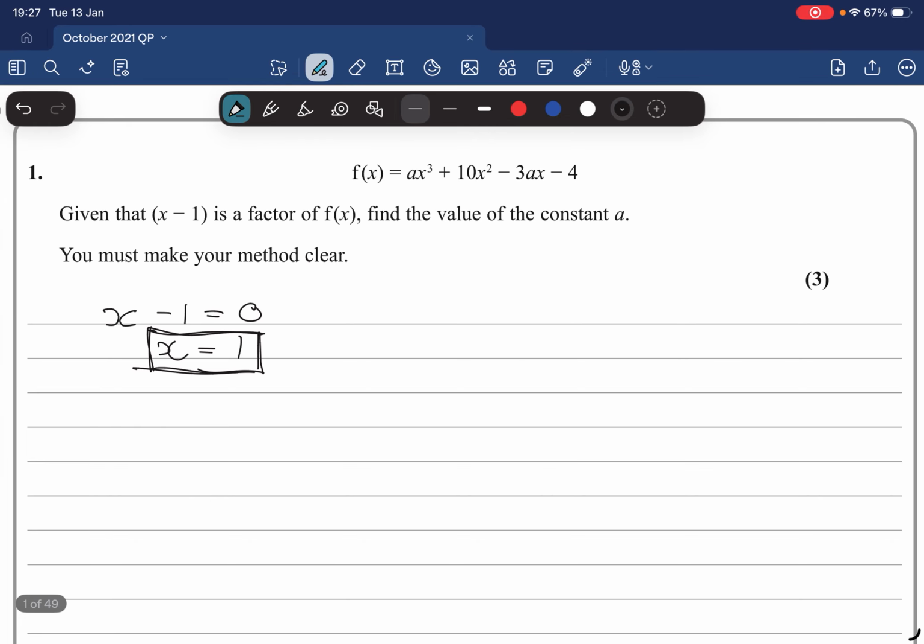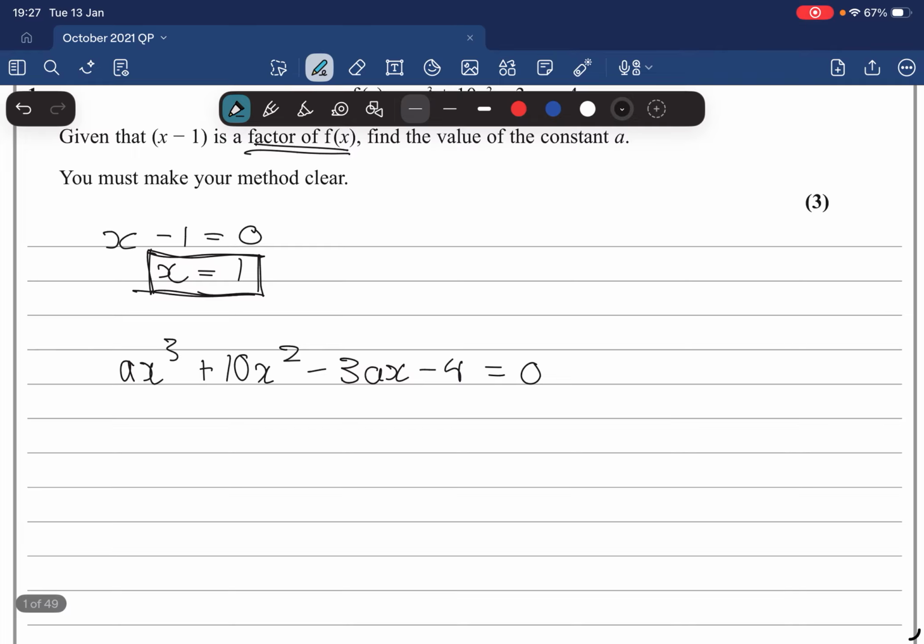We know that it's a factor. So what does a factor mean? Factor means basically it's equal to 0. This equation is equal to 0: ax cubed plus 10x squared minus 3ax minus 4 is equal to 0, guys. When it says that, it's equal to 0. So we substitute x equals 1 into each x, making a times 1 cubed, plus 10 times 1 squared, minus 3 times a times 1, minus 4 is equal to 0.